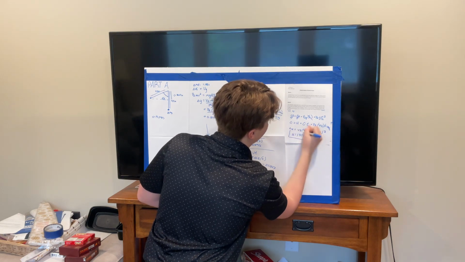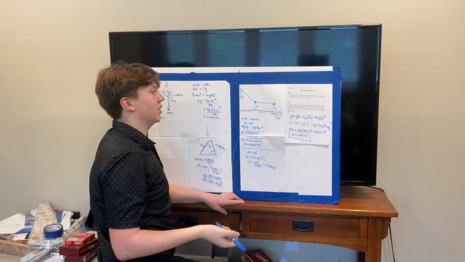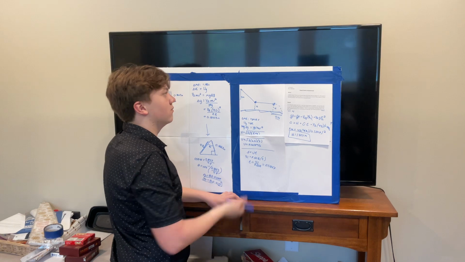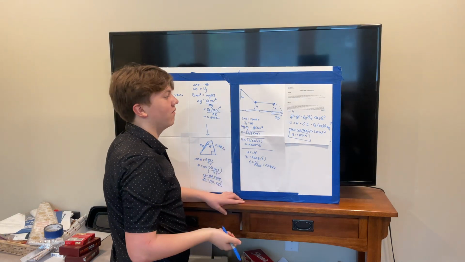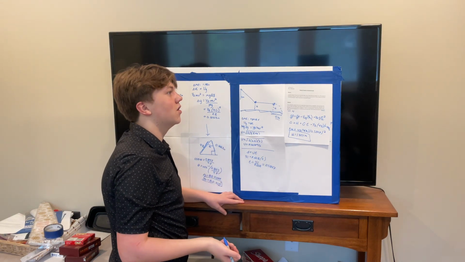Our negatives are going to cancel out, and from there we find that h is equal to 1.401 meters. And that's our answer, and we can also logically check this to see that our slide is going to be about 4.401 meters, which makes sense.